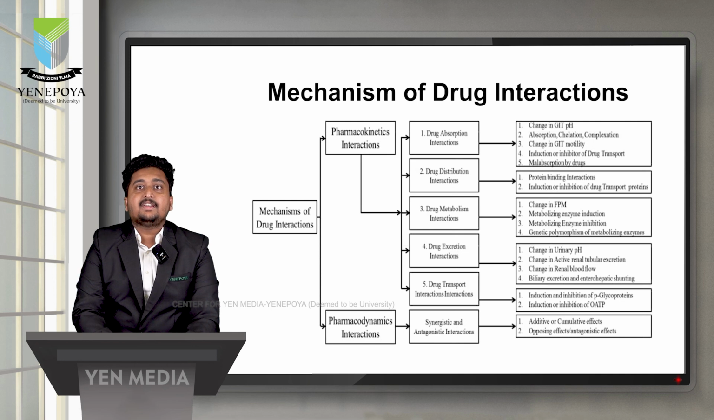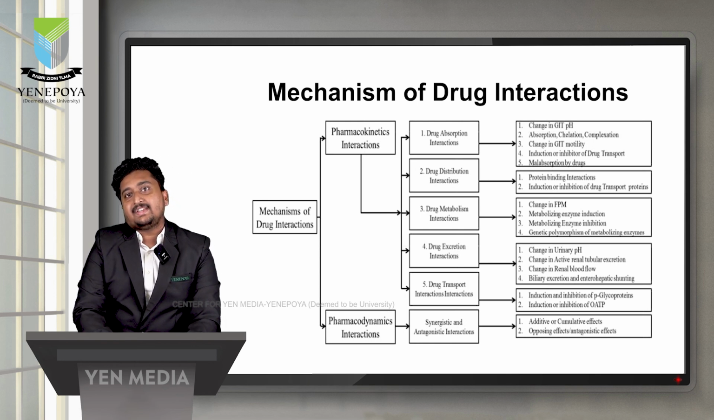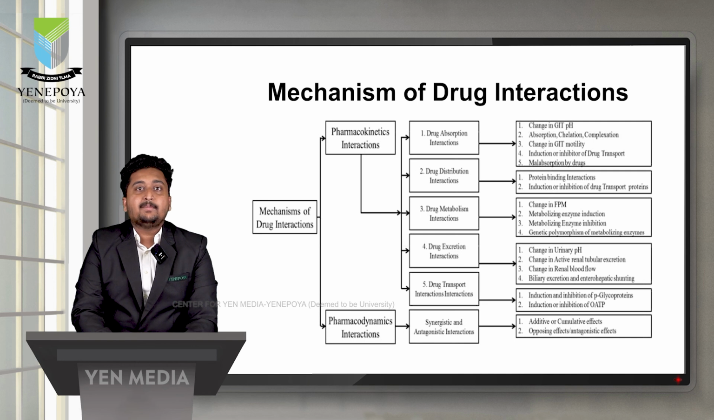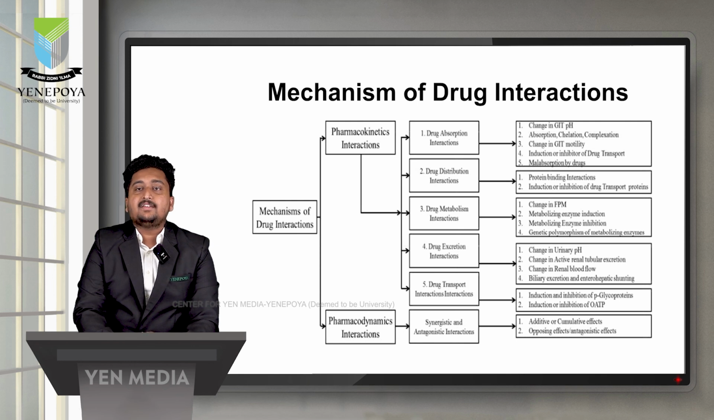Drug excretion interactions are due to change in urinary pH, change in active renal tubular excretion, change in renal blood flow, biliary excretion, and enterohepatic shunting. And lastly, there are drug transport interactions, where there is induction or inhibition of P-glycoproteins or induction or inhibition of OATP. Coming on to pharmacodynamic interactions, as we already discussed, there are three types: synergistic, antagonistic and additive. As you can see, additive or cumulative effects and opposing or antagonistic effects are the two major mechanisms involved.